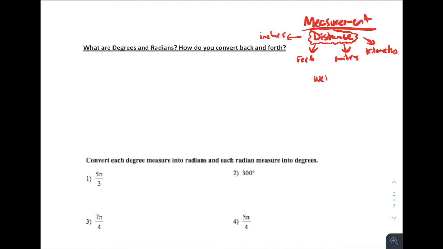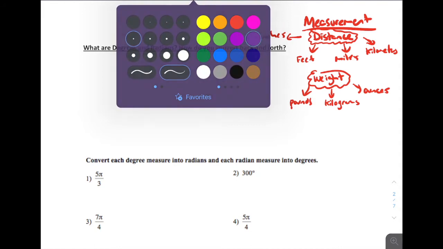Similarly, we know that there's lots of different ways of measuring weight, right? For example, we might use pounds to measure weight, or you might use kilograms if you're in a science class, or you might use ounces if you're, say, baking something. And so we know that each of these 3 things, they're all just different ways to measure weight, as are inches, feet, miles, and kilometers for measuring distance. Degrees and radians are also measurement types. They're specifically measurements for angles.